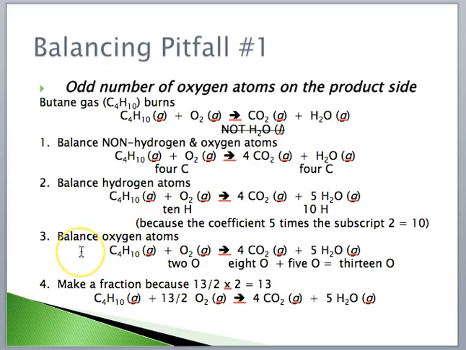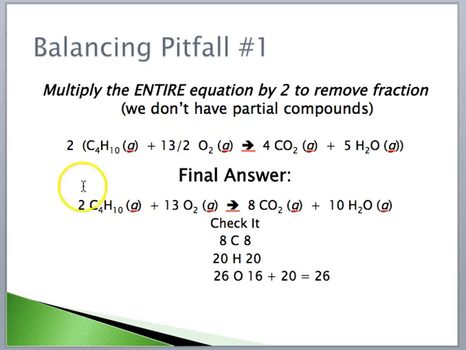And remember, we don't write ones in chemistry. Then you're going to balance your oxygen atoms. Initially, I had 2 oxygen atoms, but on the product side, I have a total of 13 oxygen atoms. So I'm going to make a fraction. And 13 over 2 times 2, that subscript, which you do not touch, is equal to 13. So what we have to do is to get rid of that fraction. That 13 over 2 we're not going to leave. In order to do that, we will multiply the entire equation by 2 to remove that fraction.